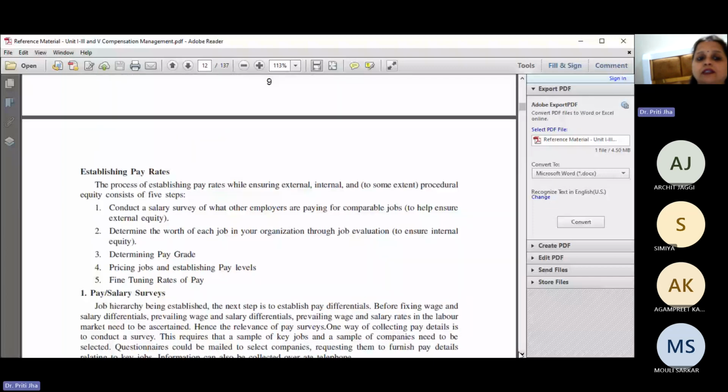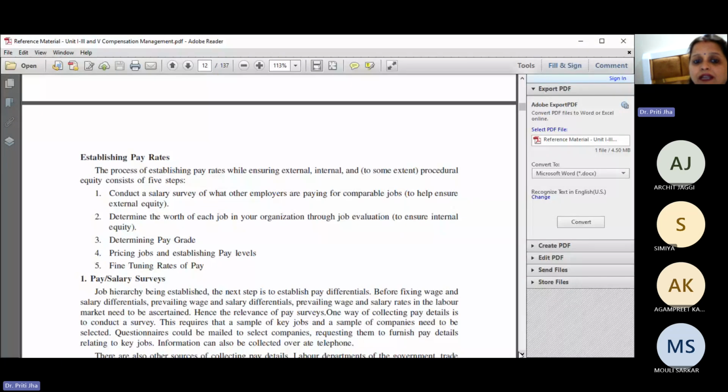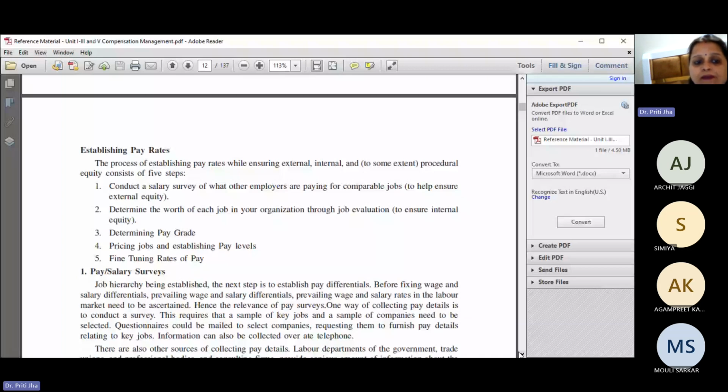Establishing pay rates. The process of establishing pay rates while ensuring external, internal, and procedural equity consists of 5 steps. These are: conduct a salary survey of what other employers are paying for comparable jobs. Determine the worth of each job in your organization through job evaluation. Determine pay grades, price jobs and establish pay levels. And the last one, fine tuning rates of pay.